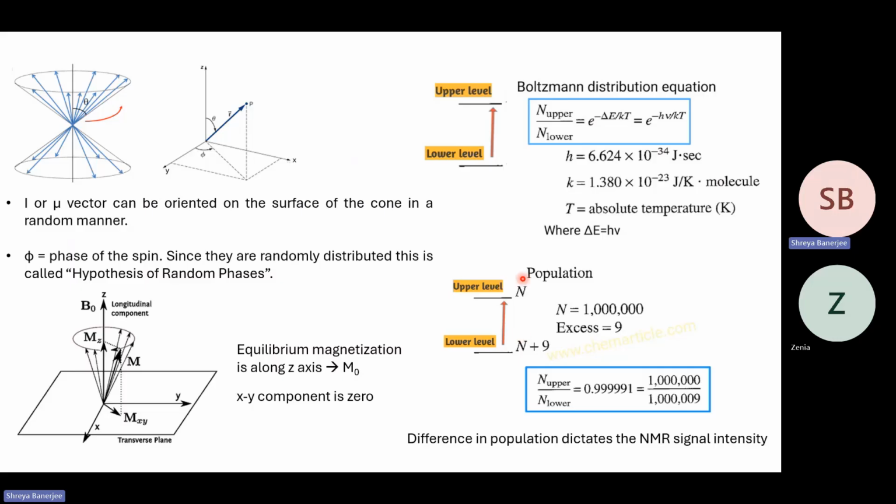Because NMR is seen when, by absorbing energy, the nuclei get promoted, and that absorbed energy is observed in the NMR spectrum. Now, if they have equal populations, there will be no net transitions from the lower or upper level, and so there will be no signal. So the signal is due to these 9 extra nuclei. And so the greater the difference between the upper and lower energy levels, the greater the NMR signal intensity.